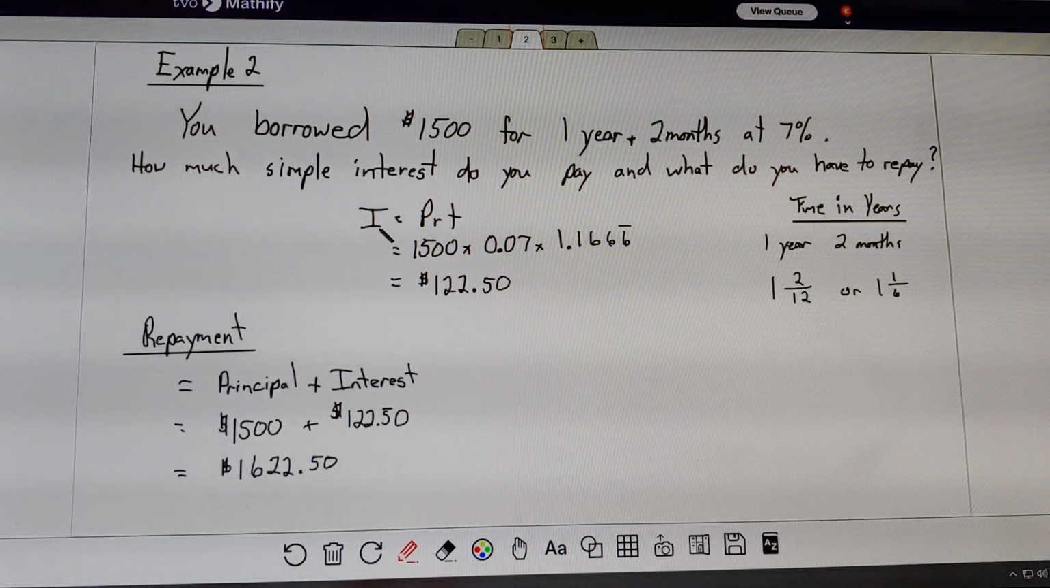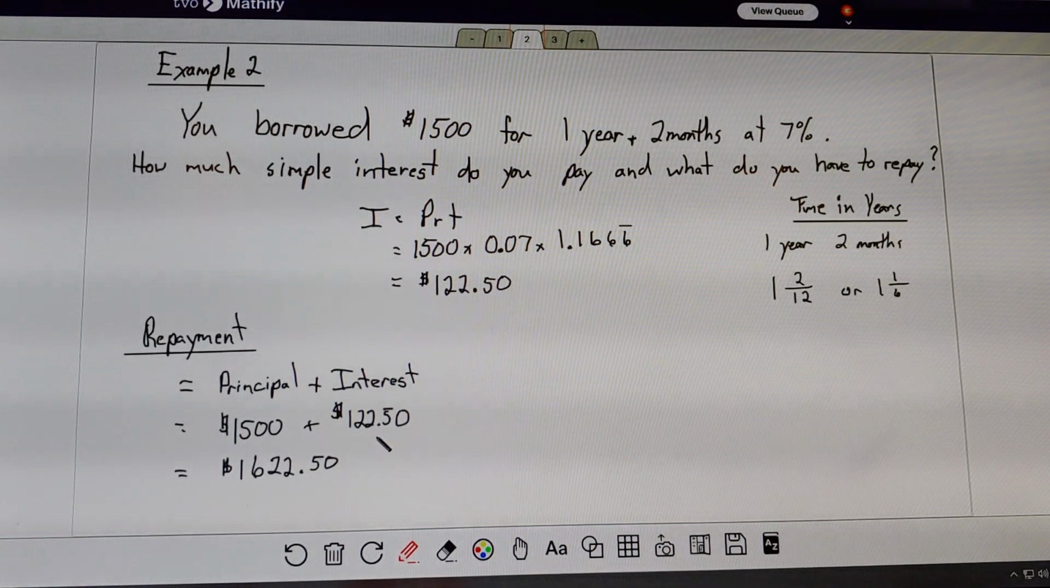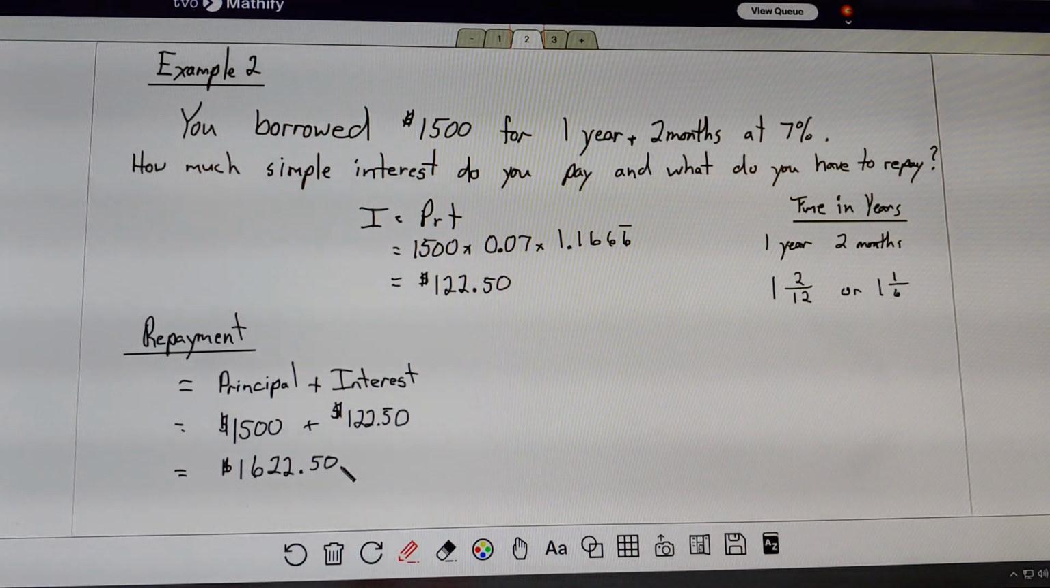When you go to repay it, you have to repay obviously the full amount that you borrowed and the interest. So here's the repayment: principal plus interest. The 1,500 you borrowed, the 122.50 that you built up in interest, means $1,622.50 that have to be paid back.